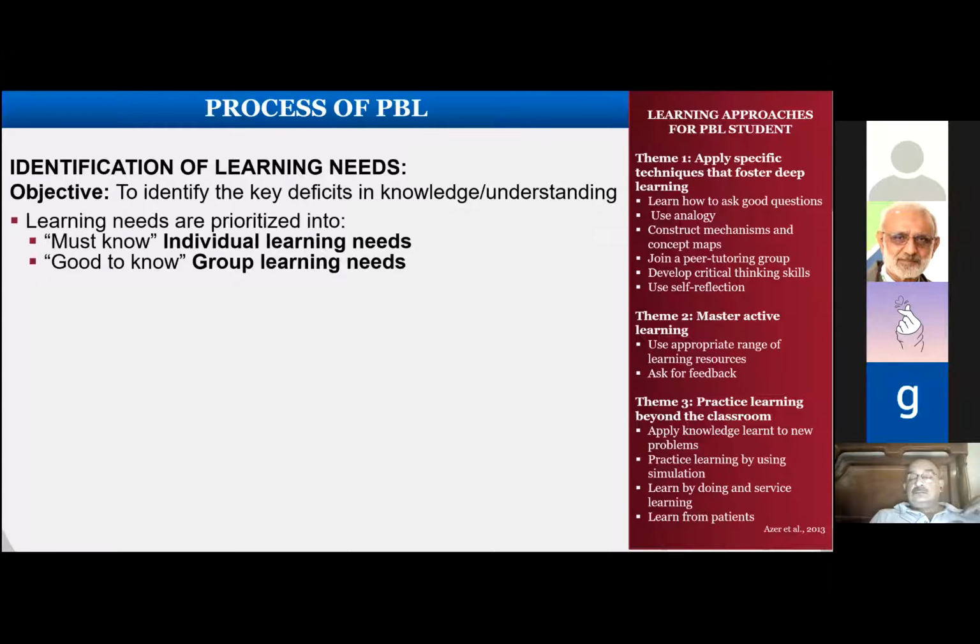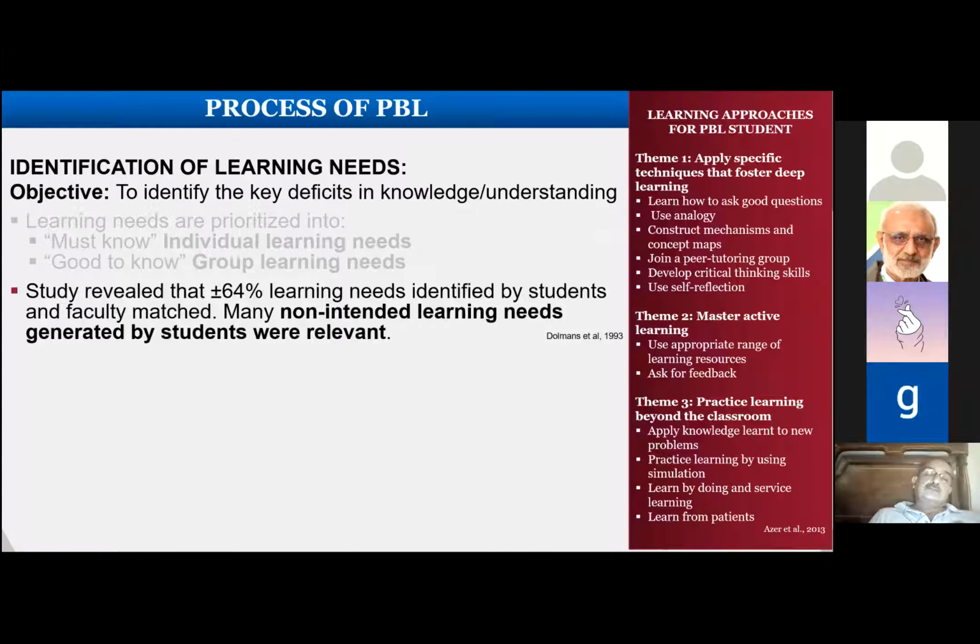Identification of the learning needs. The objective is to identify the key deficits in knowledge and understanding. Learning needs are prioritized into must know, which are individual learning needs, and good to know, which are the group learning needs. Studies reveal that 64% of the learning needs identified by students and faculty matched. Many non-intended learning needs generated by students were also relevant.